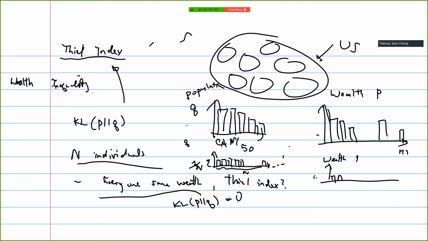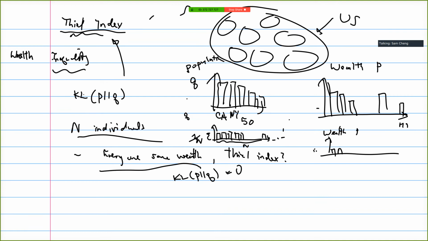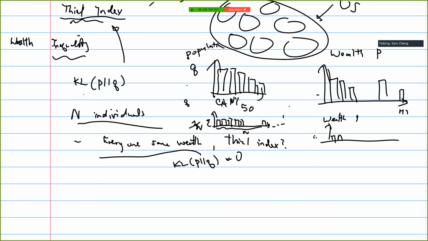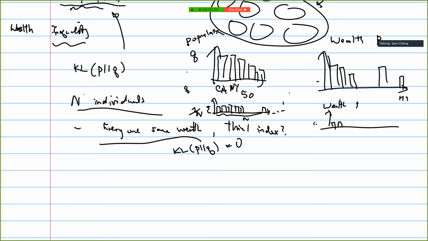So that's why this is a measure of inequality. It's reasonable, right? Everyone has the same wealth, so the index should be 0. It's a very ideal case. There's no inequality at all. This is basically a real communist or socialist society, not a fake one.